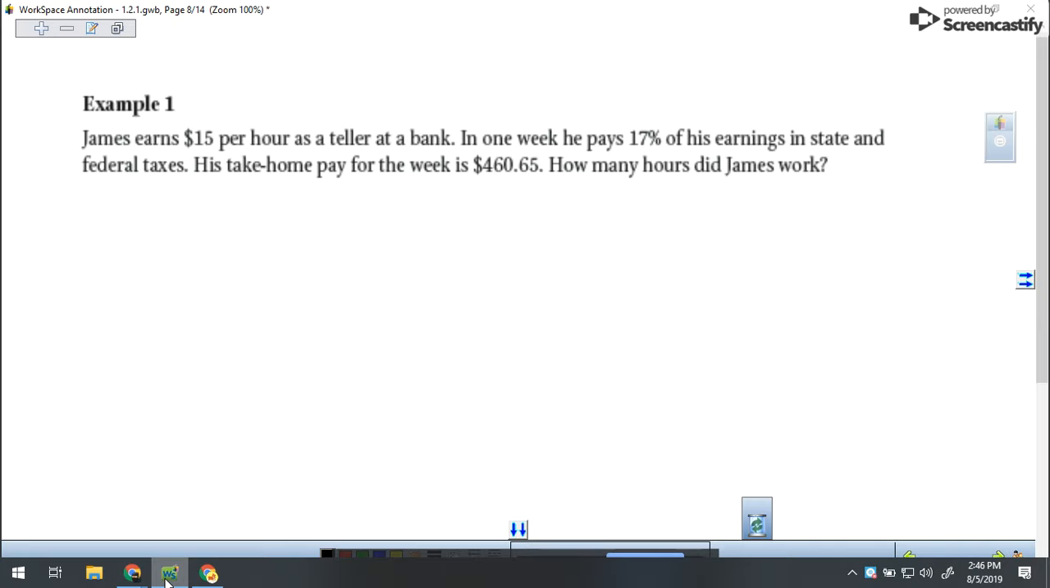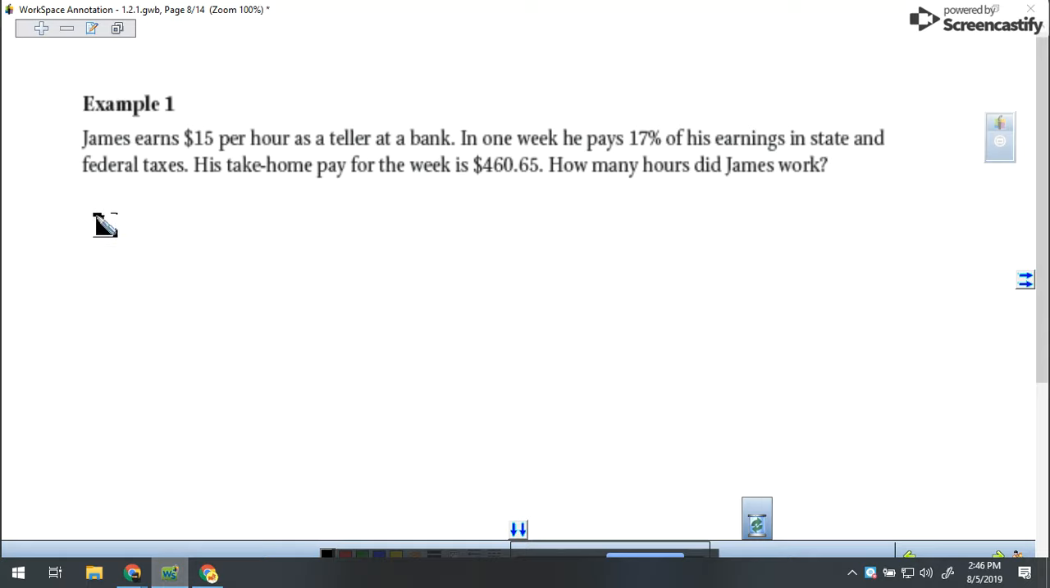All right, so we're going to take a look at a couple of examples here for this lesson. Example 1: James earns $15 an hour as a teller at a bank. In 1 week, he pays 17% of his earnings in state and federal taxes. His take-home pay for the week is $460.65. How many hours did he work?